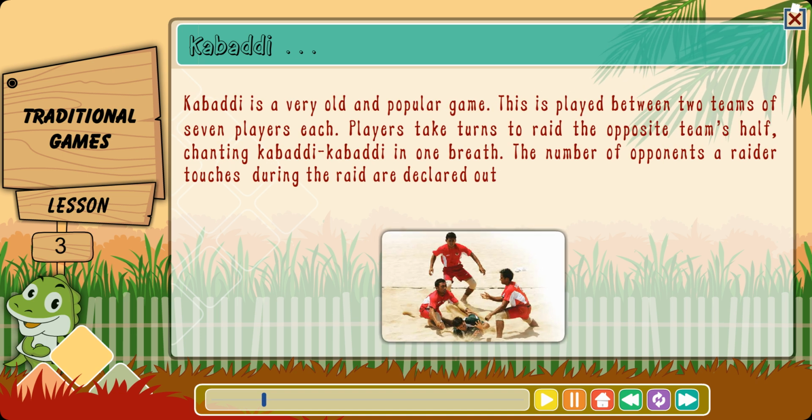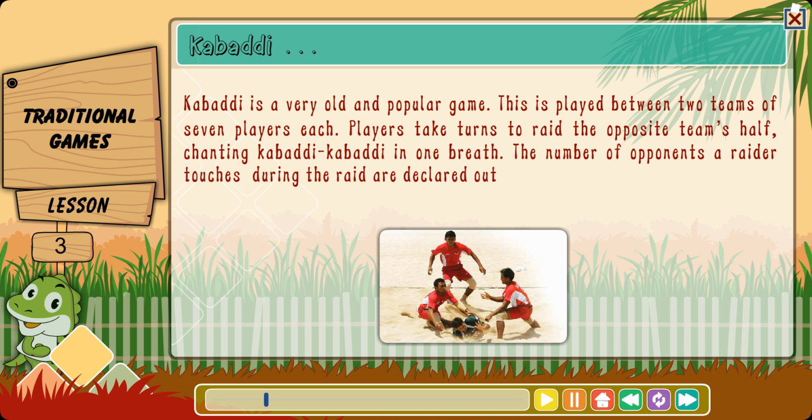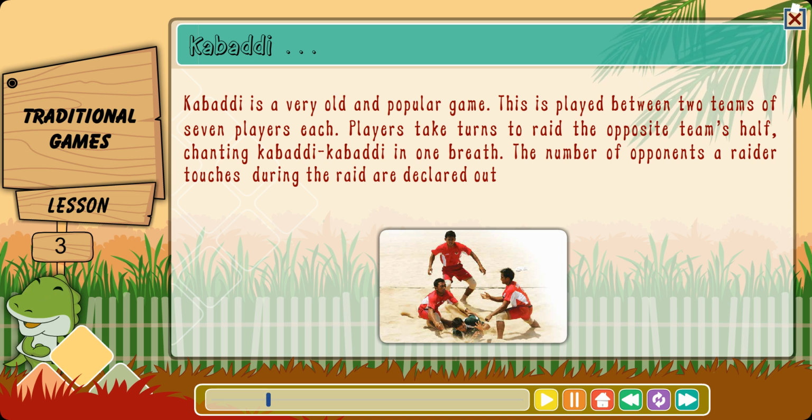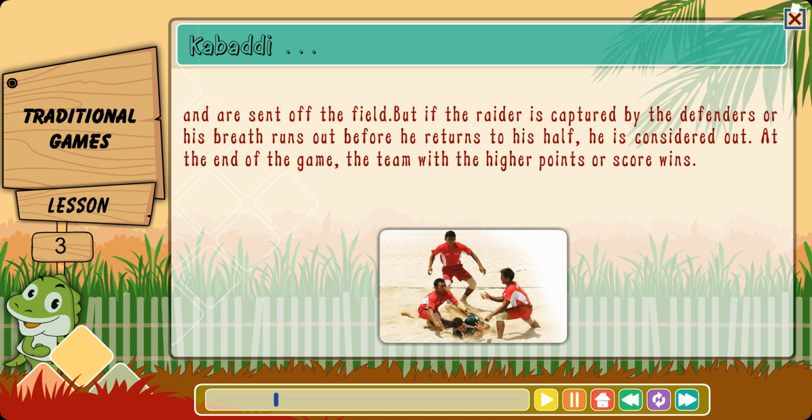Kabaddi. Kabaddi is a very old and popular game. This is played between 2 teams of 7 players each. Players take turns to raid the opposite team's half, chanting Kabaddi Kabaddi in one breath. The number of opponents a raider touches during the raid are declared out and are sent off the field.